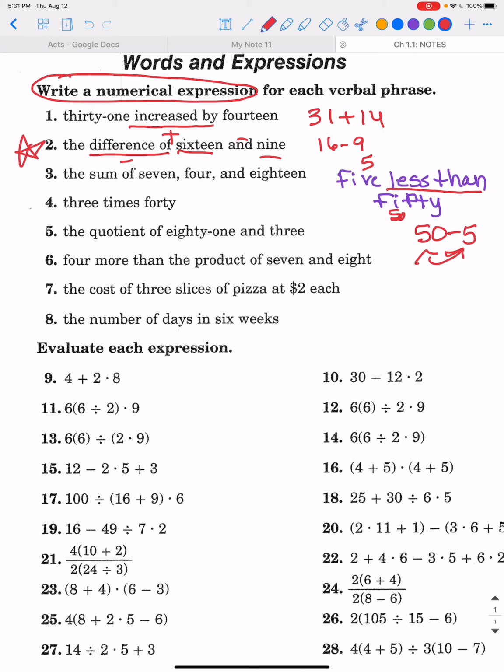Well, I took 50 and I subtracted 5, and so that's where we come up with this right here as our answer, okay? All right, let's jump down to number 3.